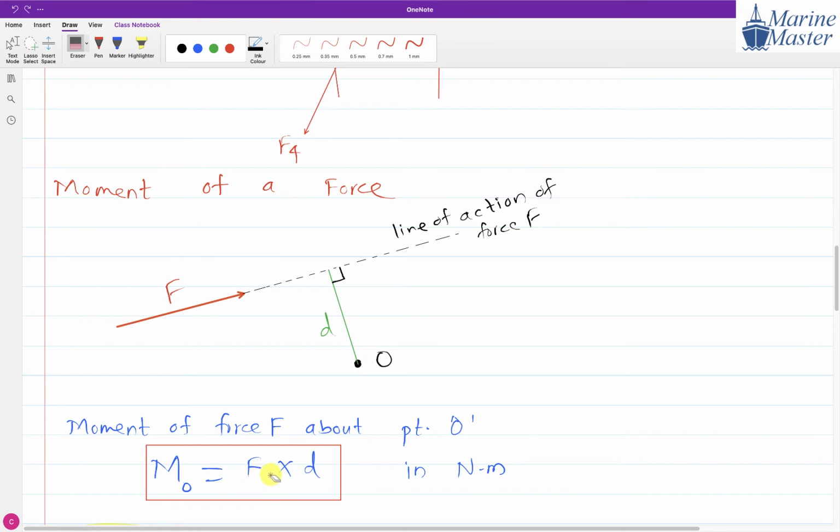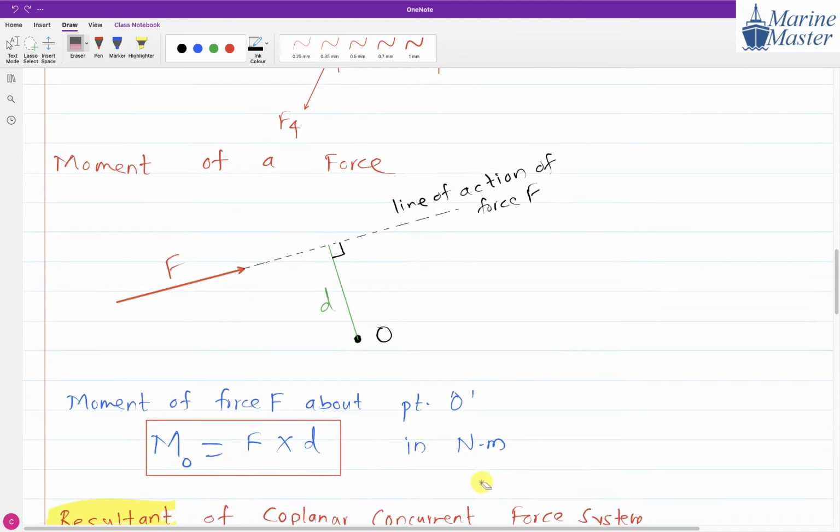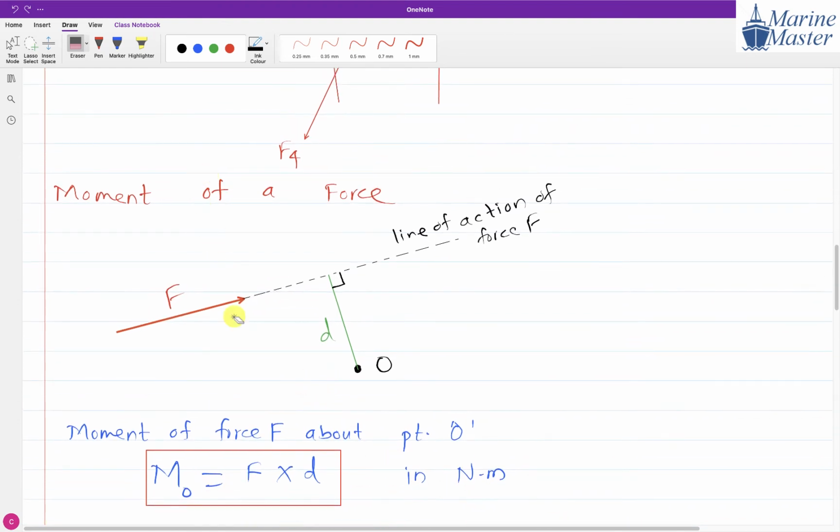So what will be the unit of moment? Force into distance, so the unit will be newton meter. So you got the meaning of moment of a force F about point O: force into perpendicular distance. Please write down this discussion.